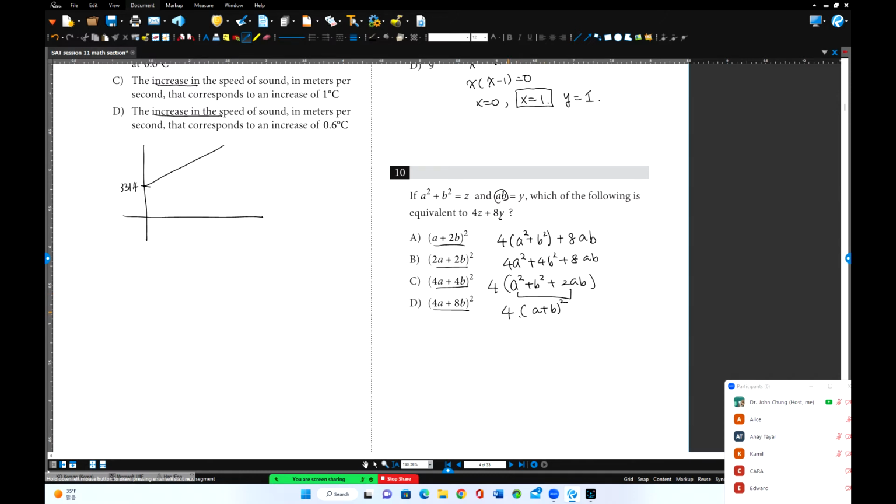Okay, so 4 times (a plus b) squared, but there's no 4 times (a plus b) squared. This is equivalent, this one, okay? 2 is out, okay? (a plus b) squared. So 2 is out, that is a 4. Okay, same, equivalent. Or you can factor from here too. Okay.